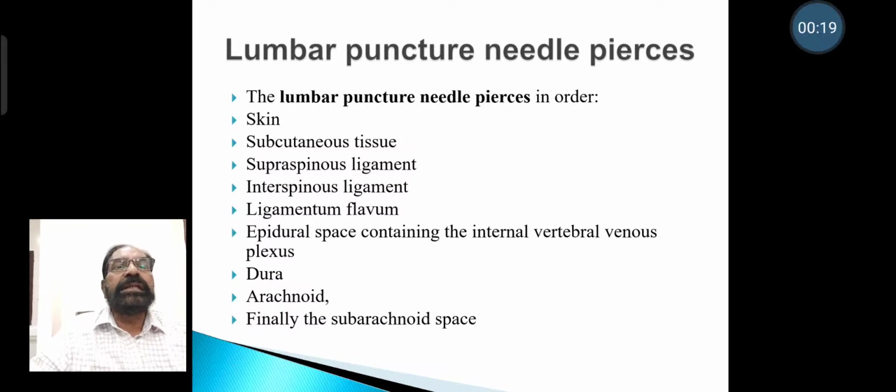The lumbar puncture needle pierces, in order, starting from the skin, subcutaneous tissue, supraspinous ligament, interspinous ligament, ligamentum flavum, epidural space containing the internal vertebral venous plexus, dura, arachnoid, and finally the subarachnoid space.